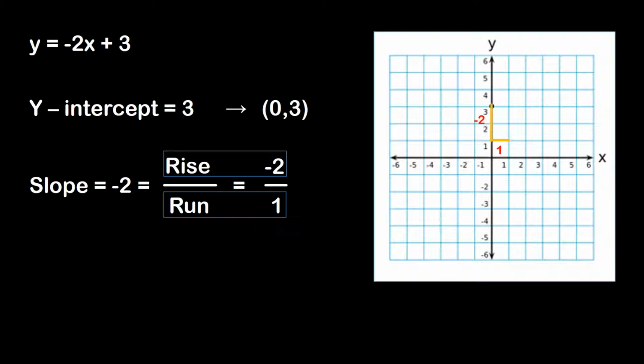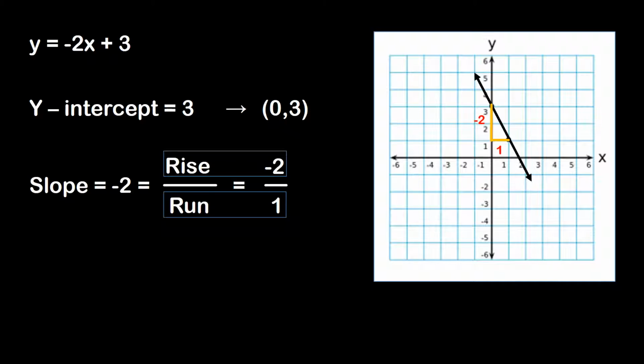And then we can plot the point at the other end of the triangle, as we normally do, and connect the points to form the line. And now we have the line of the equation y is equal to negative 2x plus 3. So once again, if you have a negative slope, that means you have a negative rise. And so rather than y increasing, you have that y decreases.